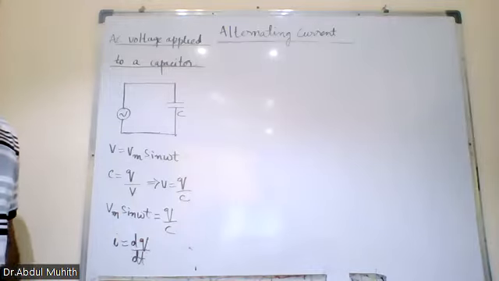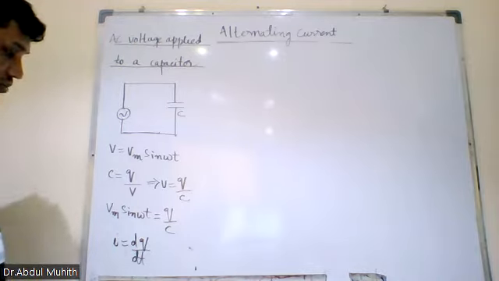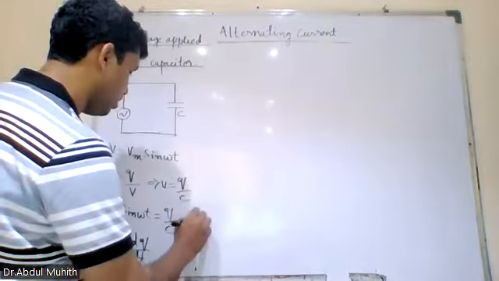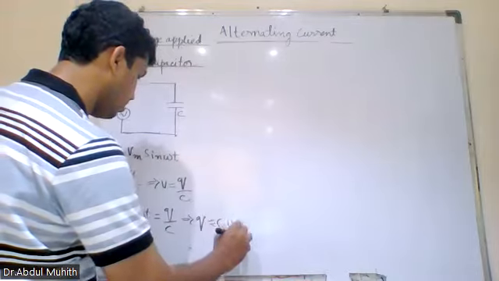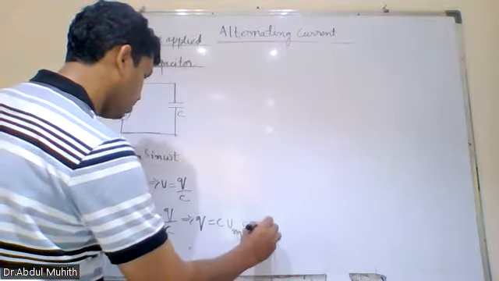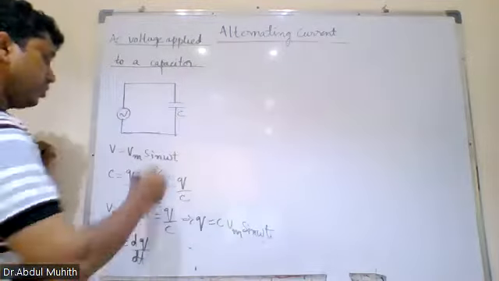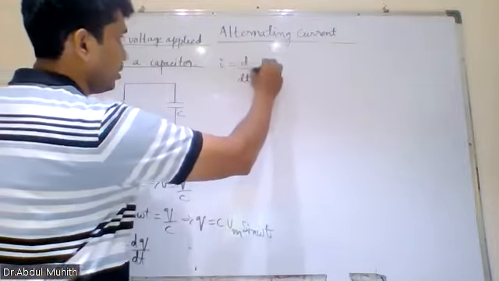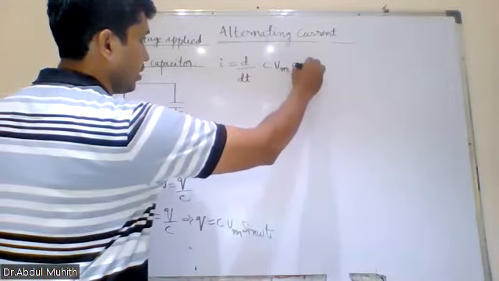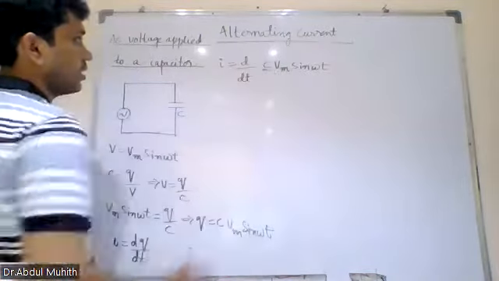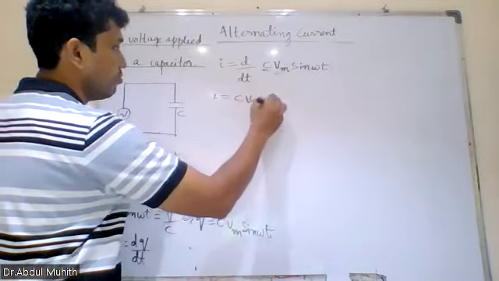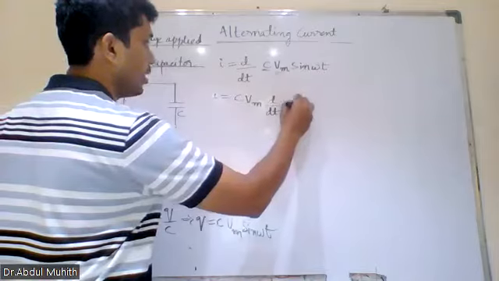Okay. So here, what will happen now? Current I is equal to what now? I is equal to d by dt of q. What is q? Cross multiply this one now. So here we get q is equal to C into Vm sin omega t. I am going to replace this q here. So I is equal to d by dt of C into Vm sin omega t. C is a constant, Vm is also a constant, so I'm bringing it outside. C into Vm d by dt of sin omega t.